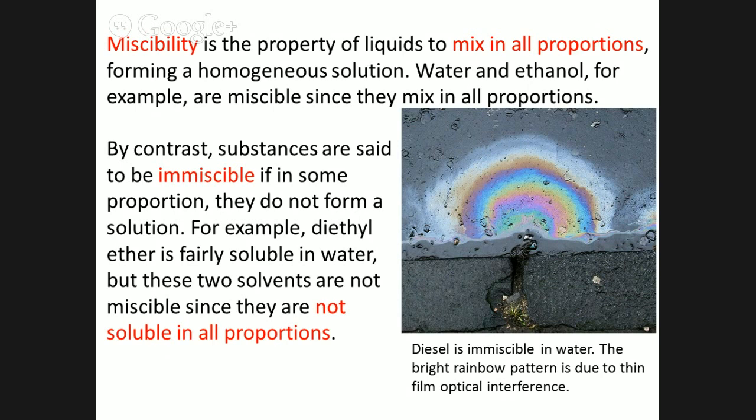Honestly, the best example for things that are immiscible, oil and water. What you have in the picture there is diesel oil, a thin film of it on top of water, and you get that little rainbow effect, such as light going through a prism divides the light into the rainbow of colors. If you look at the oil from a slightly different angle, you can see the color pattern change. That is due to thin film optical interference.